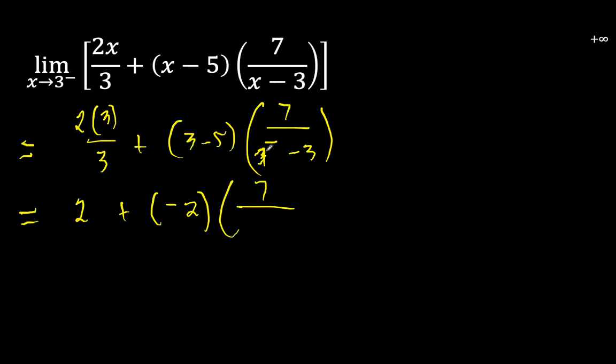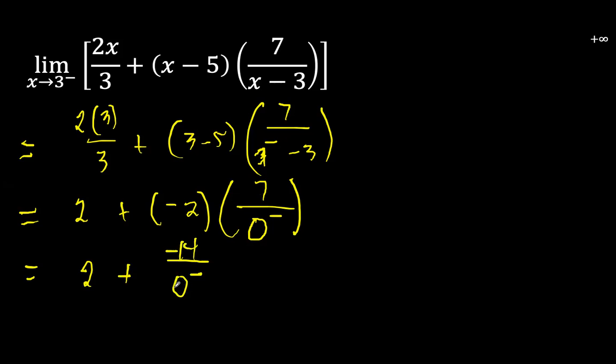Since 2.99 and other numbers which are less than 3 minus 3 result in a number close to 0 with a negative sign, we have 7 over 0, all values close to 0 from the left, or all the values which are negative and close to 0. So this becomes 2 plus negative 2 times 7, it's negative 14 over 0 from the left.